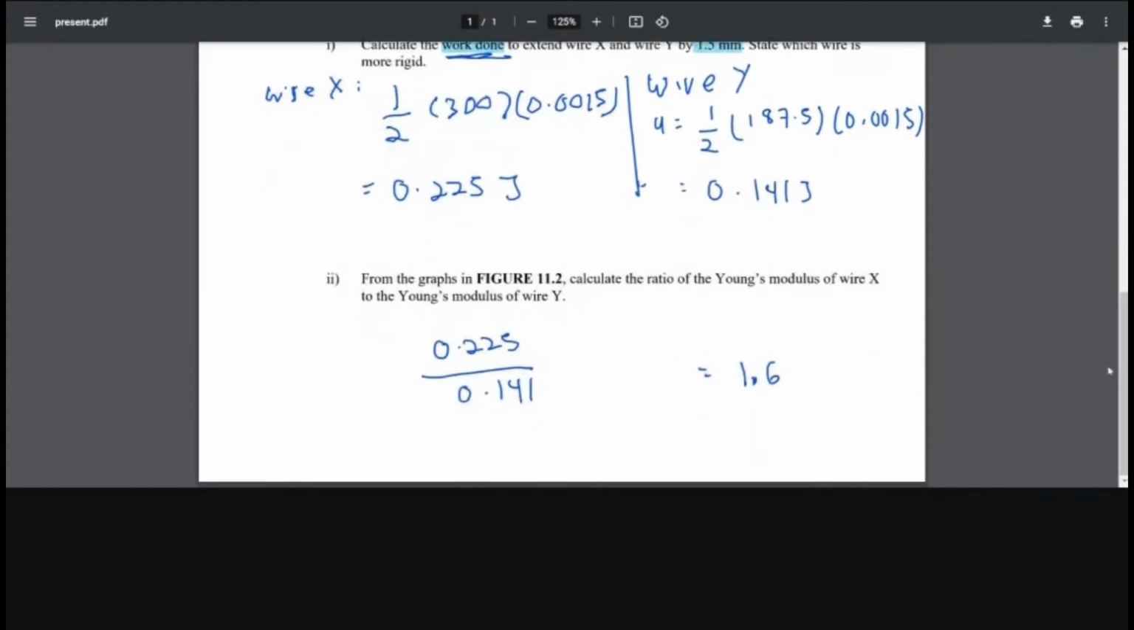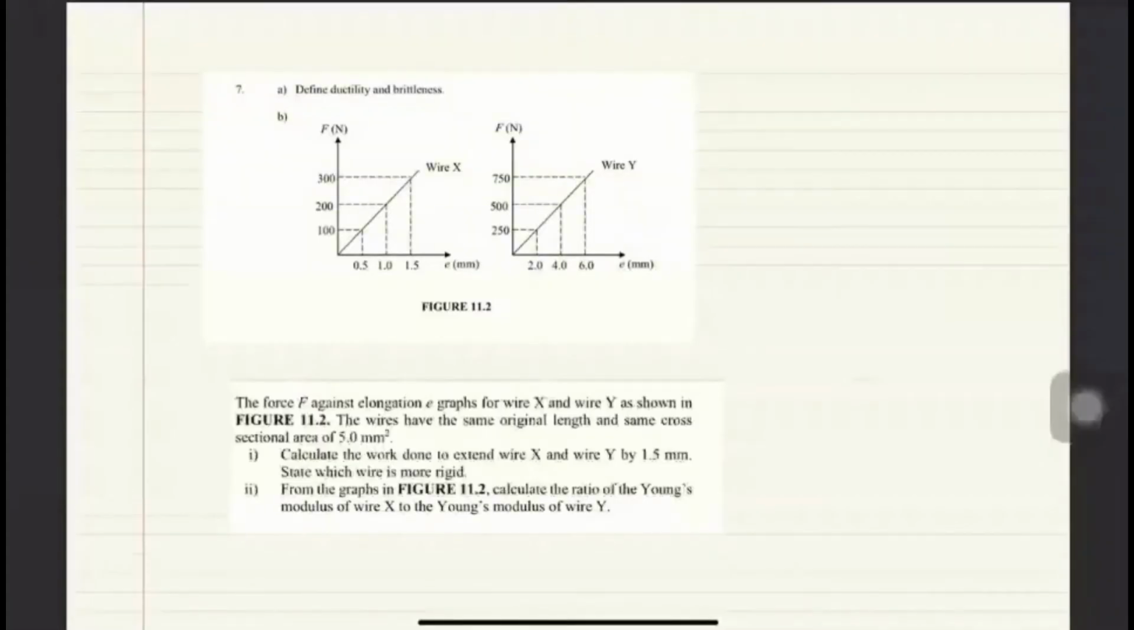Okay, lepas tu untuk second question from the graph in figure 11.2, calculate the ratio of the Young's modulus of YX to the Young's modulus of YY. Sekarang ni kan kita ada dah yang jawapan yang dekat 1 tadi. Kita just buat over je 0.225 joules. Saya tinggal unit ni. Lepas tu over 0.141 joules. Lepas tu equal we can get 1.6. Alright. Okay, very good. Number 7 yang A tu tak ada masalah lah.